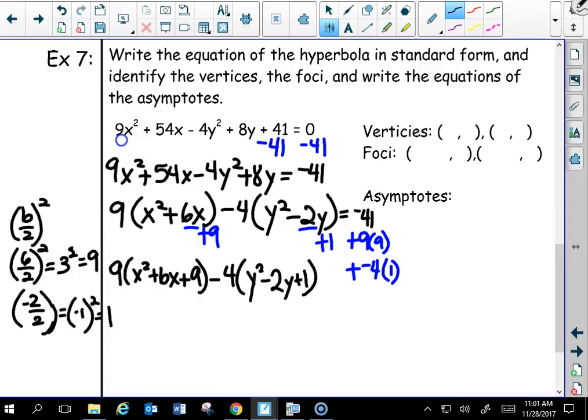so I have perfect square trinomials inside my 2 parentheses, which is what I want, because remember, I want x plus or minus some number squared, and the same with y. And negative 41, 9 times 9 is 81, and then subtract 4. On the right-hand side, that gives me a negative 41 plus 81, that's a positive 40, minus 4, that looks like a 36.